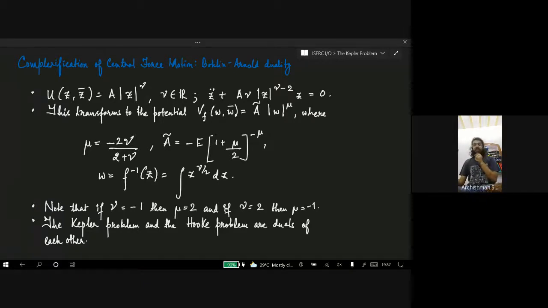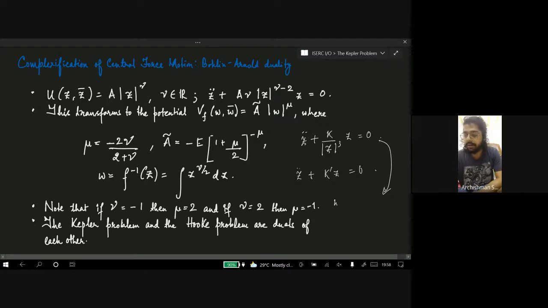And why this is important is that in complex coordinates, the Kepler problem has this particular form. And the harmonic oscillator problem has this form. And you notice that if you do this transformation, then you get to a harmonic oscillator problem in w in a fictitious time. So you have w primes over here. And let's say I call this K tilde to be 0.